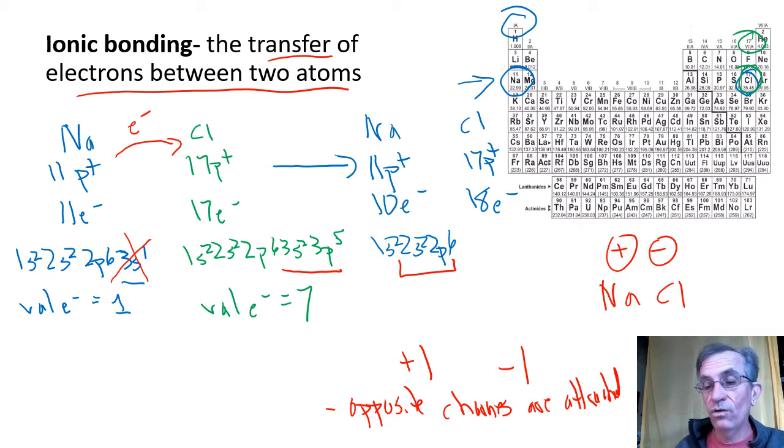All right, so what about the chlorine? Now, if we talk about what he has, remember he got that extra, so he took one from sodium, so he doesn't have 17 electrons anymore.